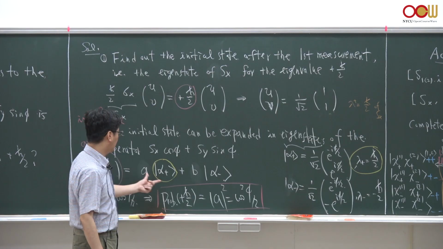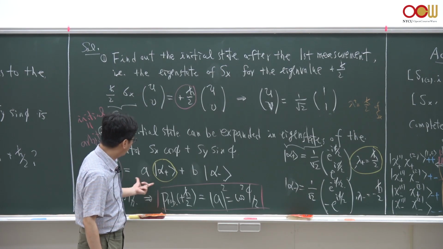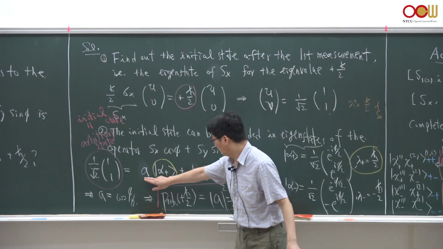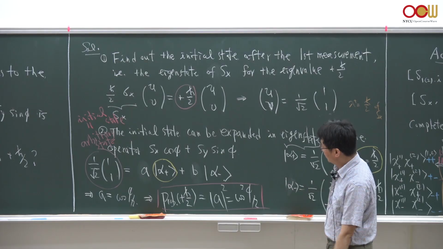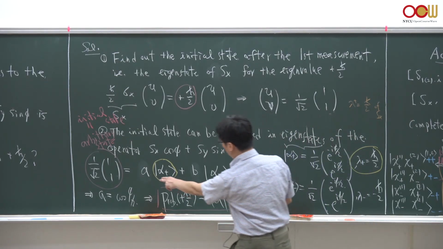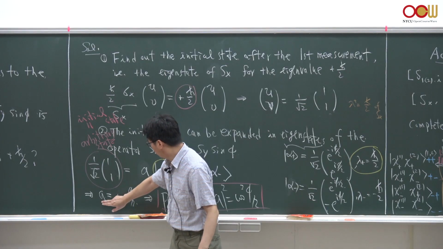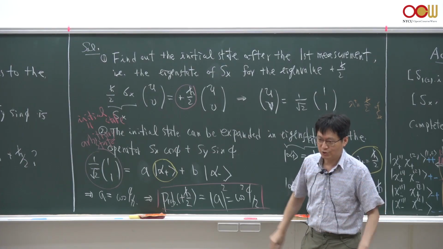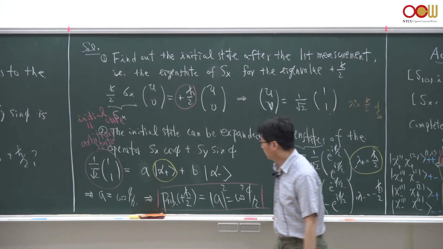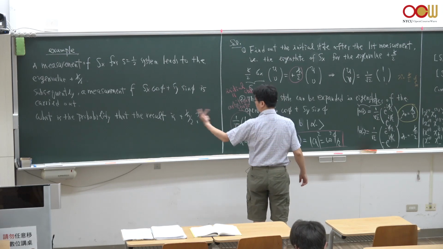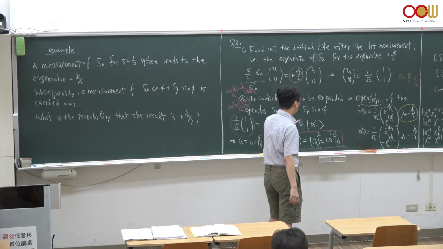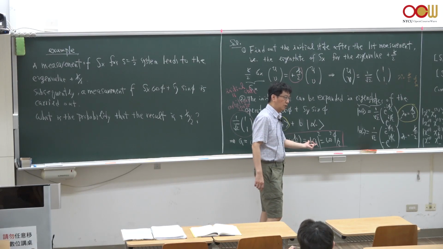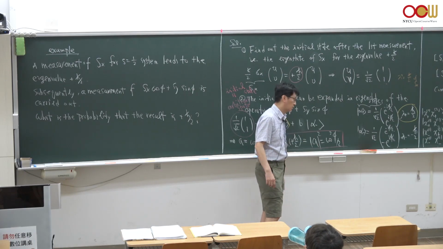So this initial state could be expanded in terms of linear combinations of these alpha plus and alpha minus states with corresponding coefficients a and b. This is very simple algebra. You can solve for these coefficients a and b. By the way, these coefficients are called probability amplitudes. So it's from the first chapter of quantum mechanics. And the probability that this measurement gives you this plus h bar over 2 is nothing but a squared, or the square of the magnitude of a, which is cosine squared phi over 2.